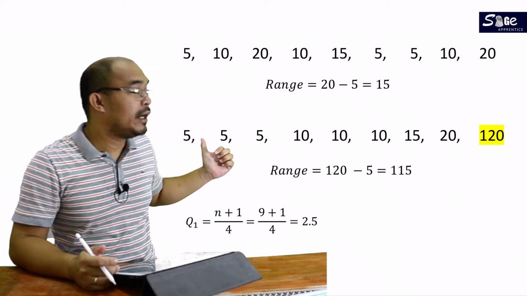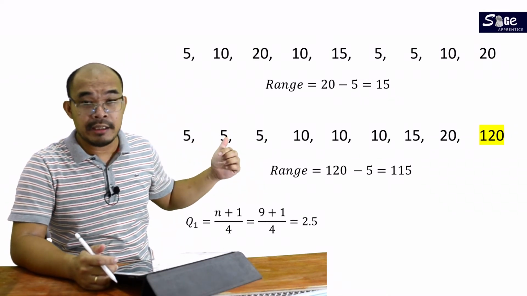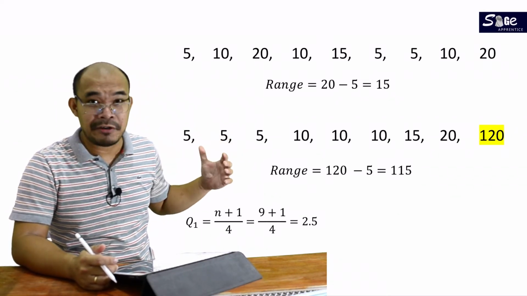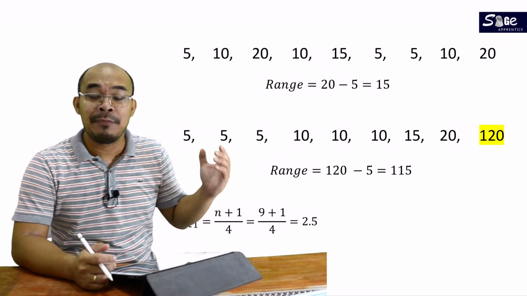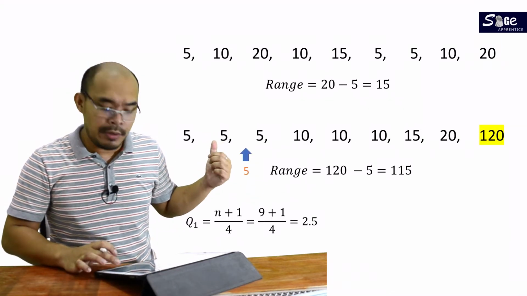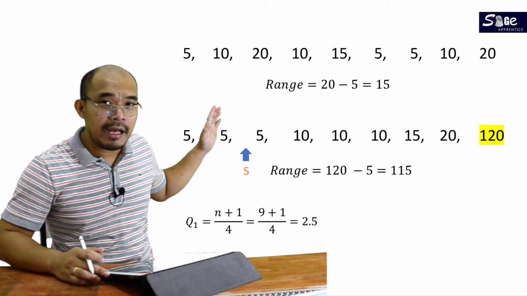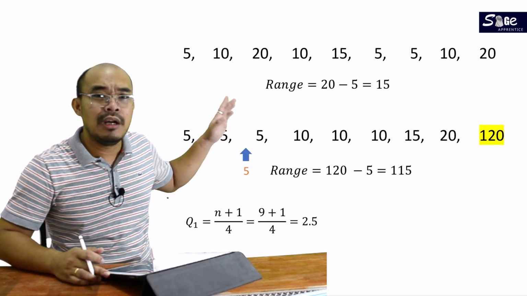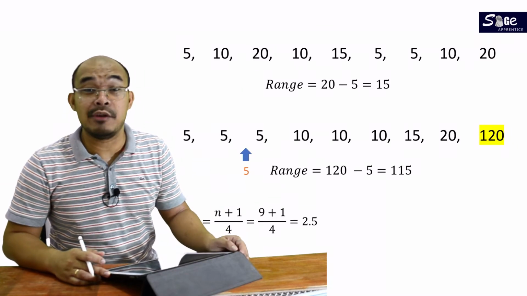We have the n plus 1 divided by 4. So, n natin is equal to 9. 9 plus 1, 10 divided by 4. That is equal to 2.5. Guys, take note, yung 2.5 natin is not our first quartile. That is just the position in our data set. Okay? So, to locate the 2.5, it is around here. So, same with median, ang gagawin natin, we have to get the arithmetic mean of the two numbers na nasa gilid niya. So, that is 5 plus 5 divided by 2. So, that is equal to 5.